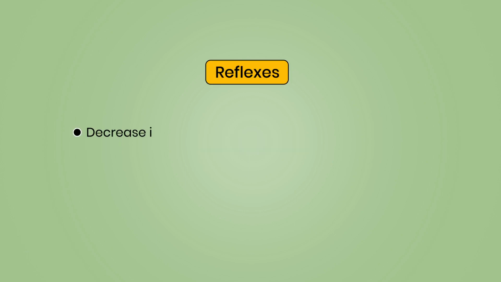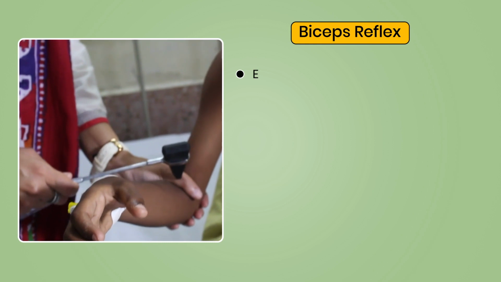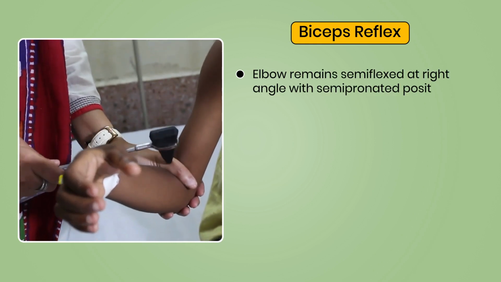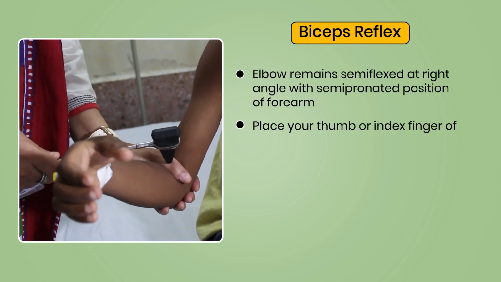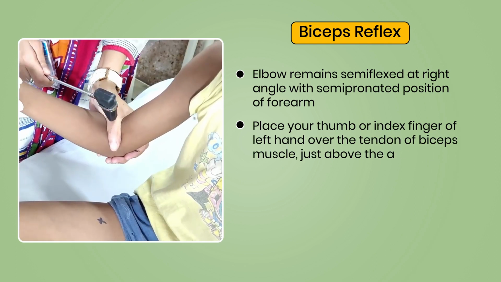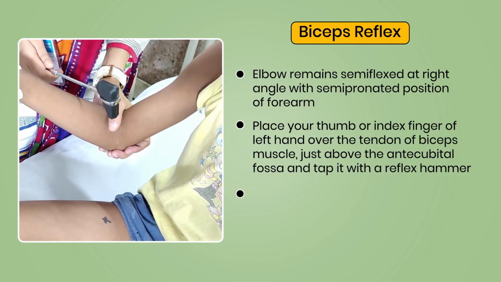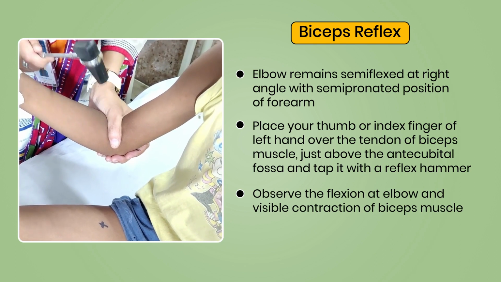Reflexes. A decrease in reflexes signals lower motor neuron lesion, whereas an increase in reflexes signals upper motor neuron lesion. Biceps reflex. Elbow remains semi-flexed at right angle with semi-pronated position of forearm. Place your thumb or index finger of left hand over the tendon of biceps muscle just above the antecubital fossa and tap it with a reflex hammer.